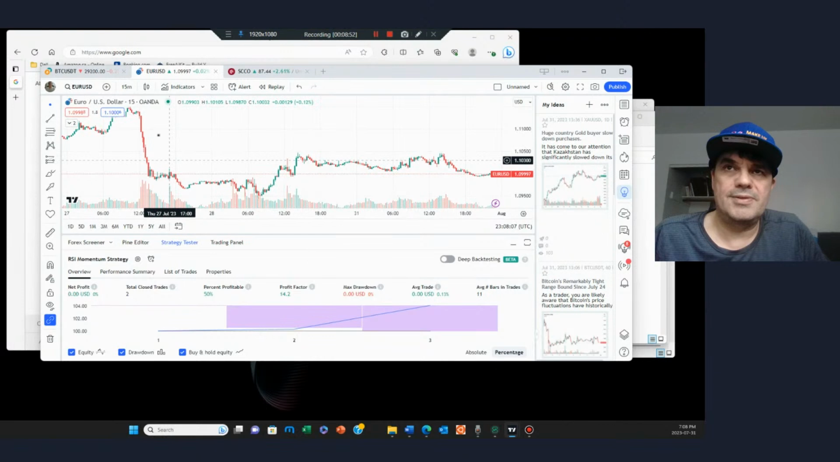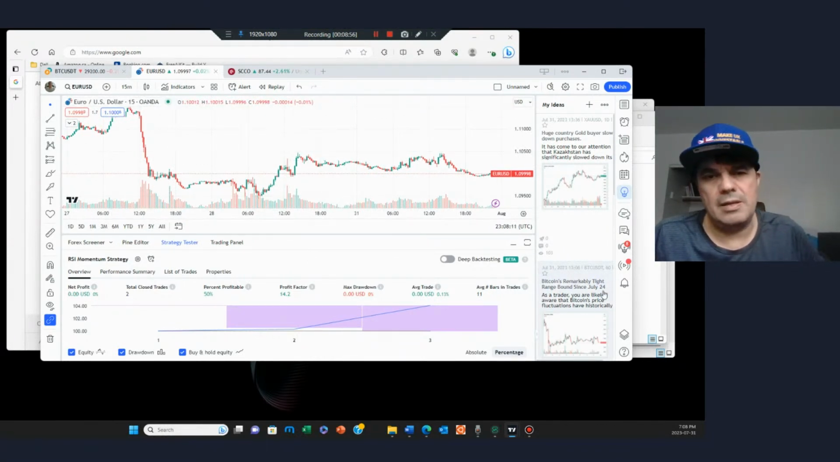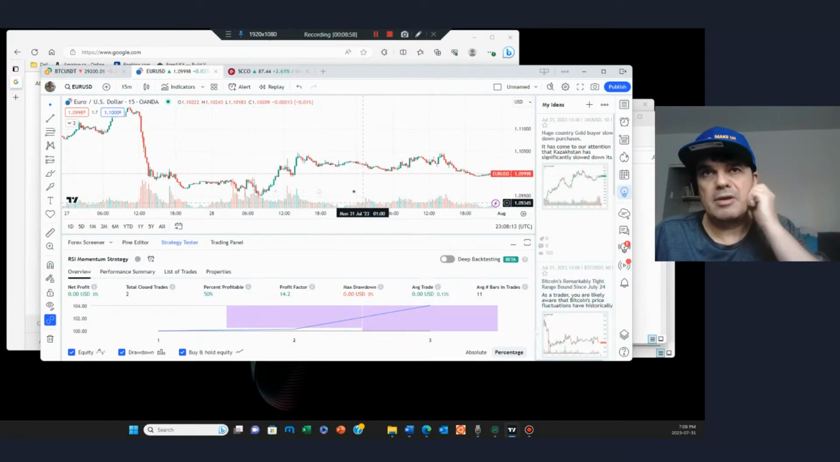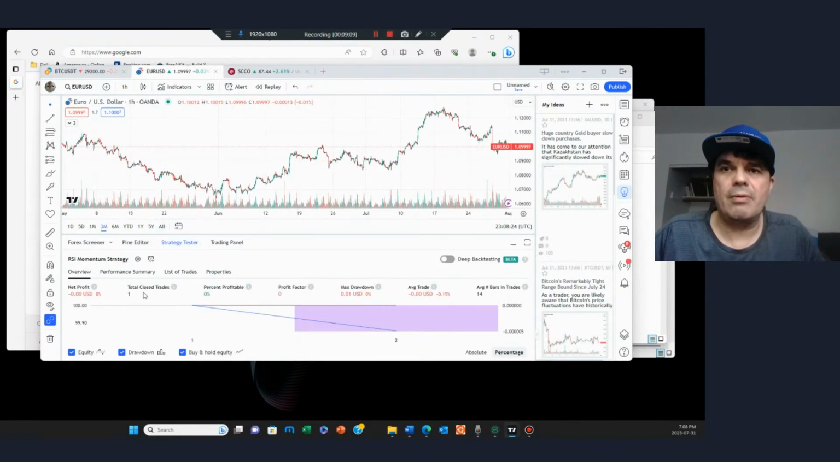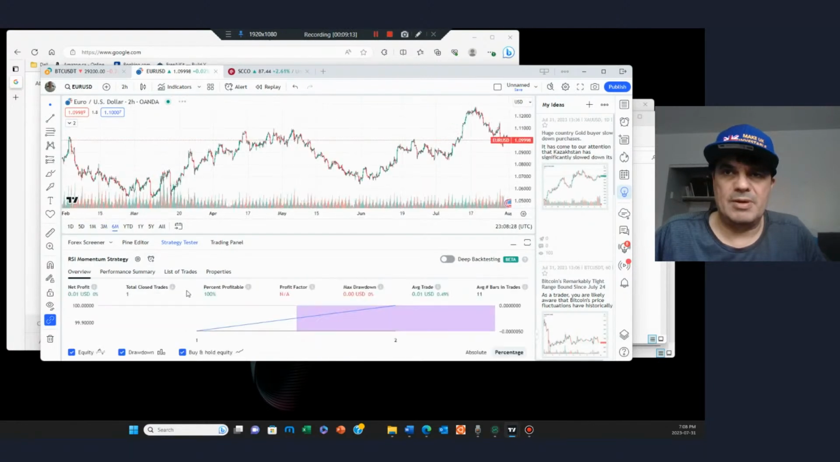So it's saying 11 times 15, 15 minutes. So multiply that out to 150 minutes, which is just over 2 hours. So this strategy might be pretty good. So if I roll it out to a 3-month, we've only got 1 trade done. 6-month, still only 1 trade. Profitability at 100, but it's not trading enough.